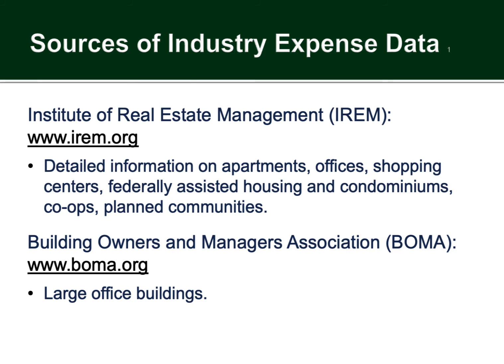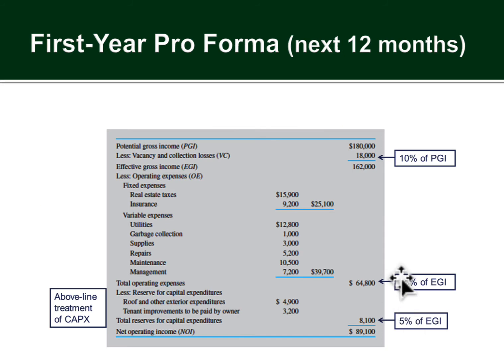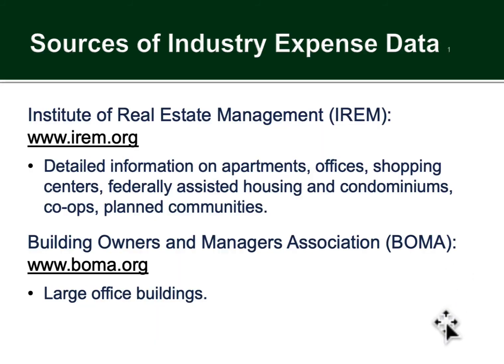Notice that some of these things were expressed as ratios. So 40% of effective gross income, 5%, etc. You can find data on what ratios are typical for your property type and local area from a few different sources, including IREM, the Institute of Real Estate Management, and BOMA, which is an important industry group to be aware of, in particular if you're dealing with office buildings.